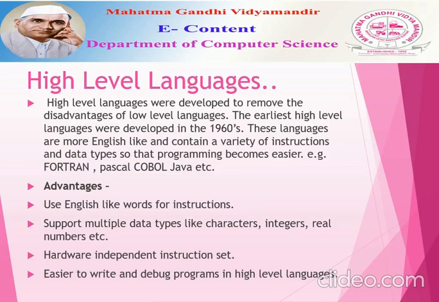Then come higher level languages. Higher level languages were developed to remove the disadvantages of the low level languages. The earliest high level languages were developed in 1960, and these languages are more English-like and contain a variety of instructions and data types, so that programming becomes easier. For example, Fortran, Pascal, COBOL, and now Java. These are the high level languages.